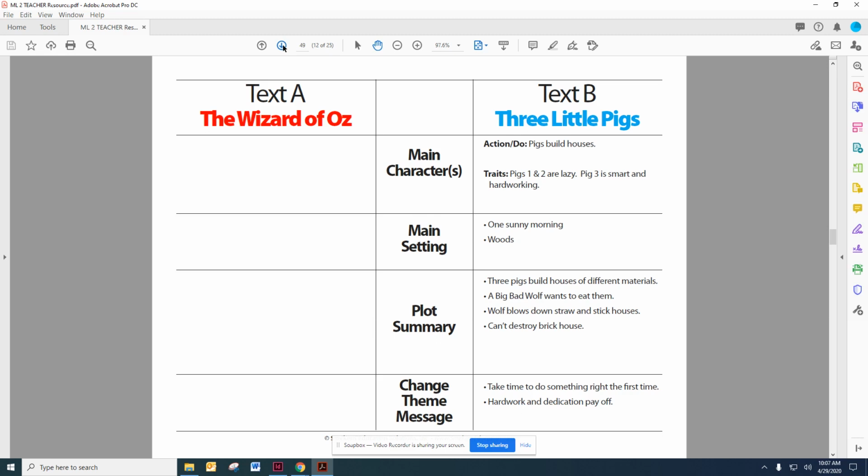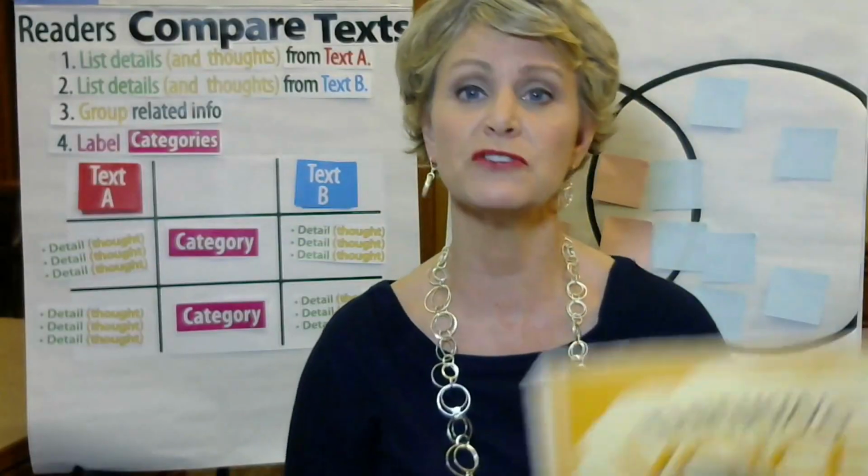Okay, life lessons: do it right the first time, right? Be smarter the first time. The third pig was smarter than the first two. Hard work, taking the time to do the hard work of the brick houses, that more dedicated perseverance will pay off in the end. Okay, you can come up with others, but you see what we're doing.